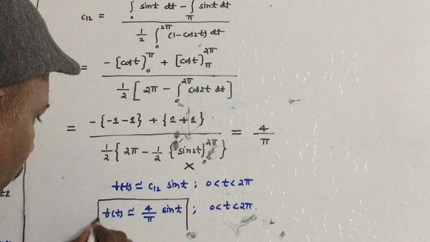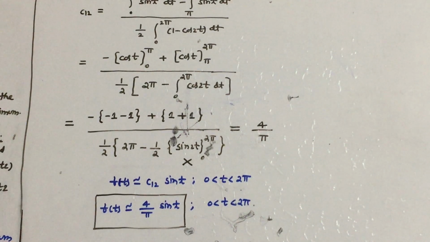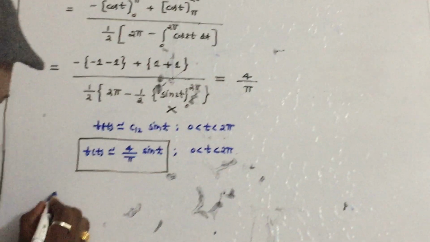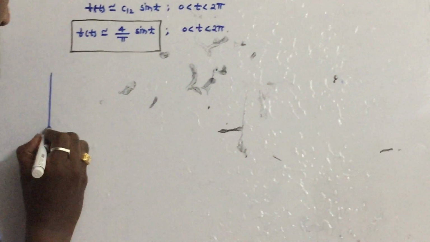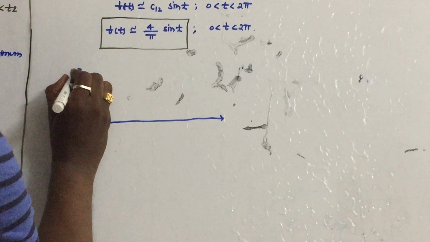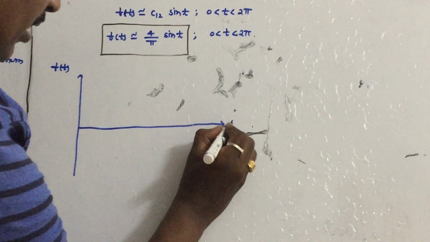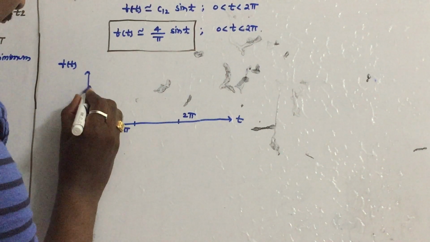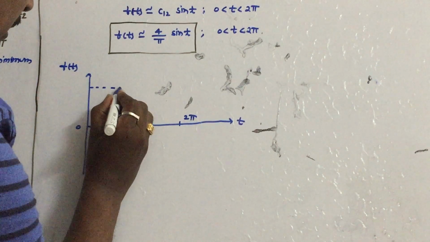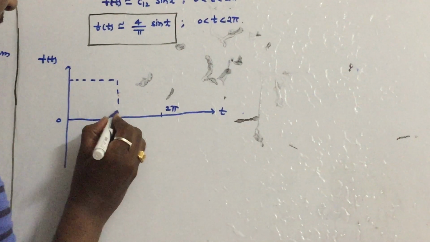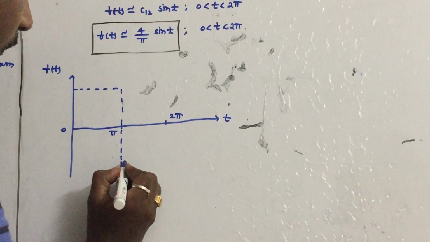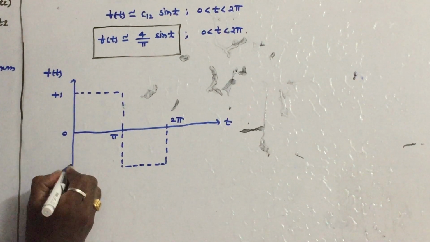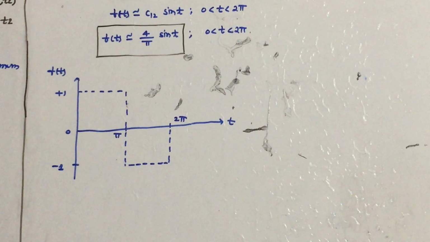Very simple answer. Now let us draw the given waveform and the approximated waveform. That one is also very important. So let us draw the given waveform. This is f of t versus t, with 0, pi, 2 pi on the axis. The amplitude is marked with dotted lines: its amplitude is plus 1, and its amplitude is minus 1. So this is the given input f of t.